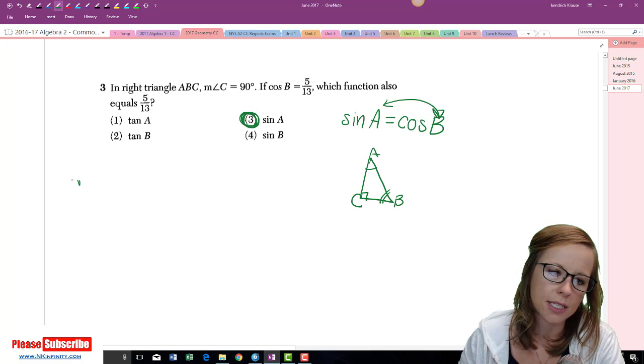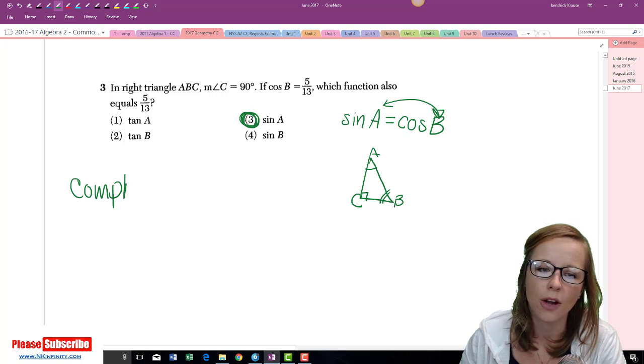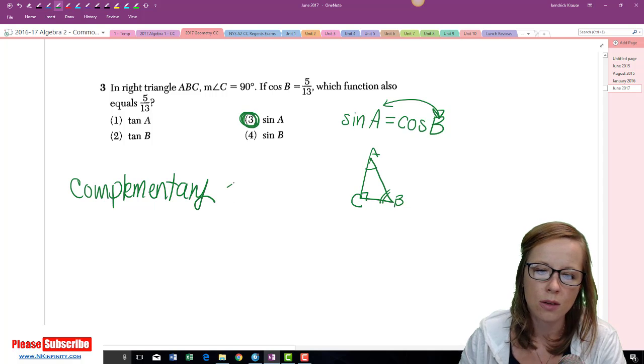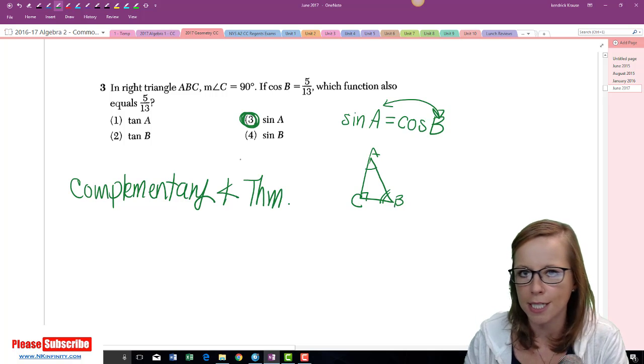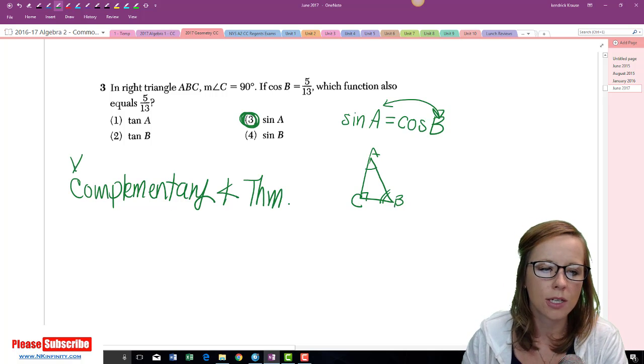It's funny, I keep calling it the complementary angle theorem. I think it's the right triangle complementary angle theorem, but that's something you need to know, okay?